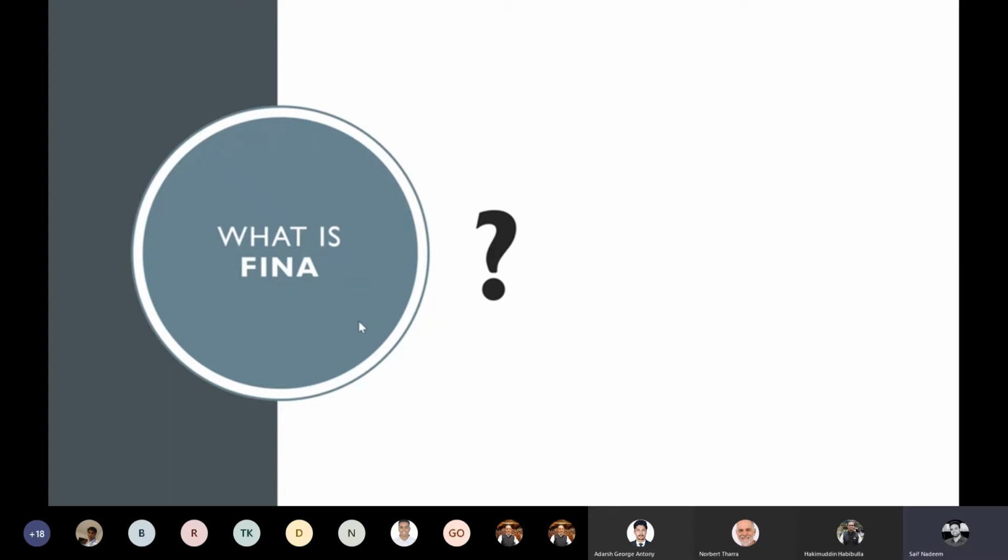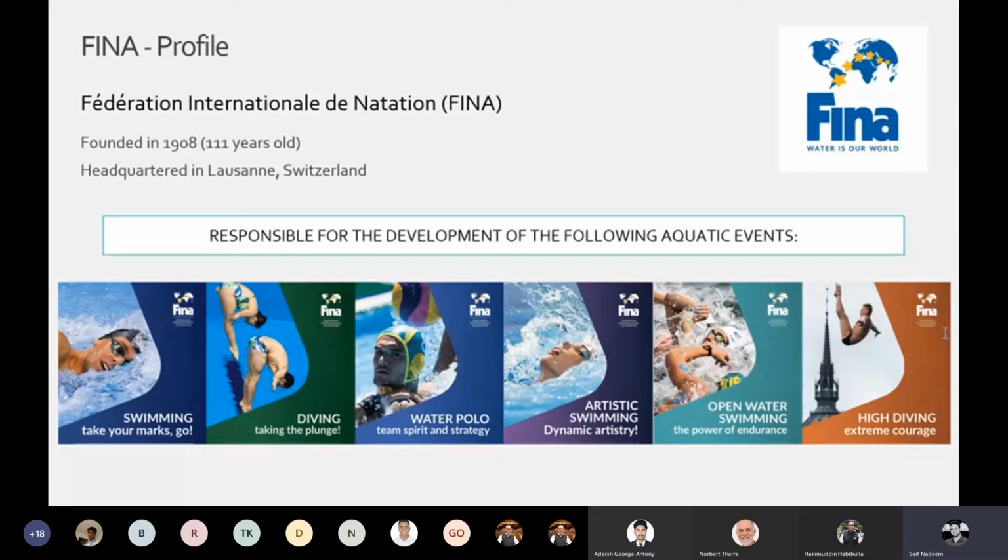So to start with, FINA is the Fédération Internationale de Natation, which is in French. The English translation basically means the International Swimming Federation. It was founded in 1908, which makes it a 111-year-old organization, which is also the governing body for aquatics in the world. The organization is headquartered out of Switzerland, from the beautiful city of Lausanne.